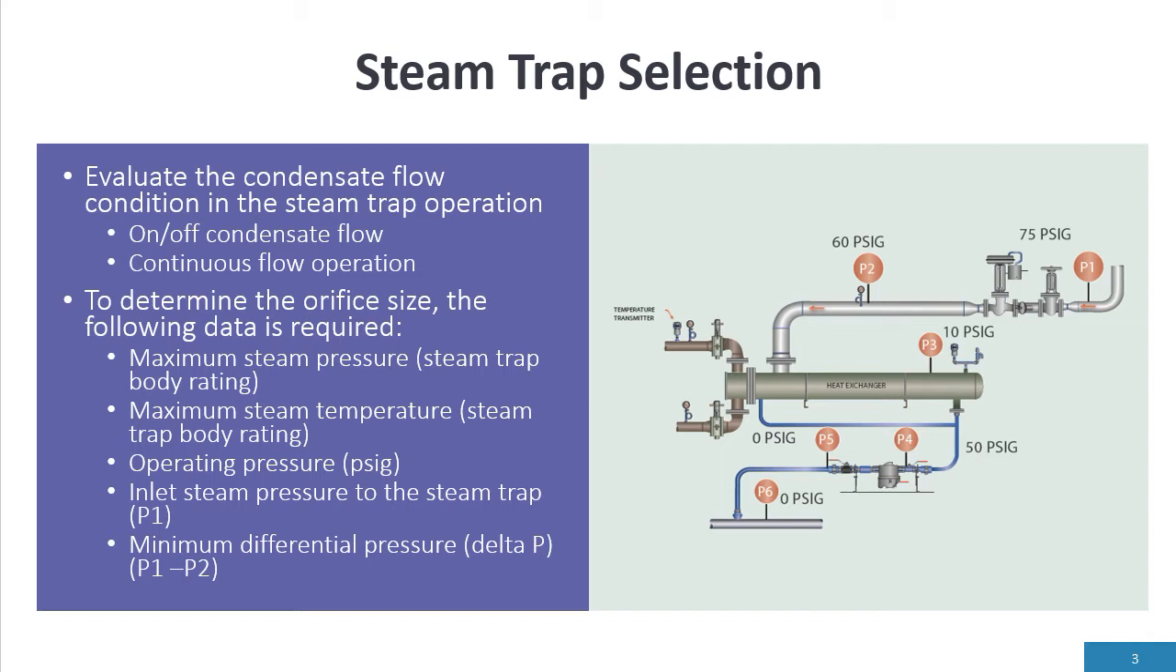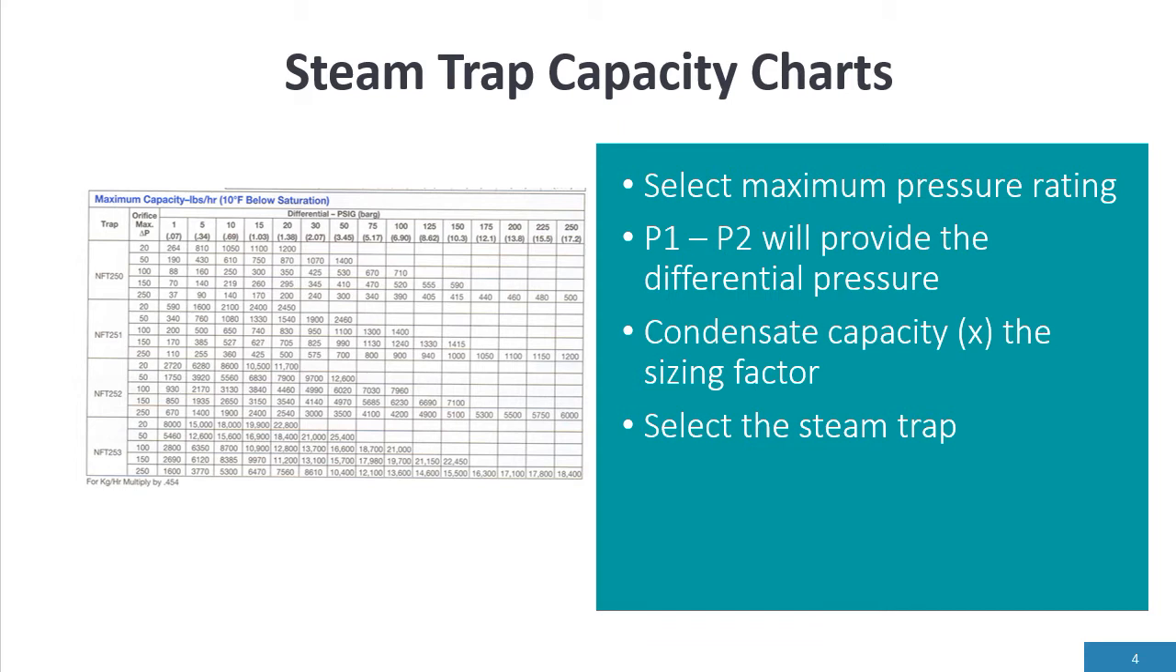The operating pressure, an example would be 75 psi. And then we need to know the inlet to the steam trap and the minimum differential pressure. In part one, we talked about how to come up with the pressure drop across the control valve and the pressure drop through the heat transfer. So we come up with P4 and P5, which is outlined in this presentation. Therefore, we select a maximum pressure rating, which we already said would be 150 psi, 366 degrees. And then we come up with P1 minus P2, which in our example came to a differential pressure of 55 psi.